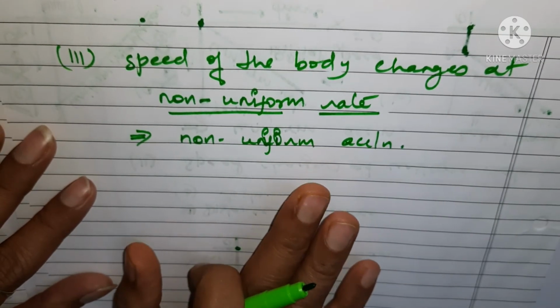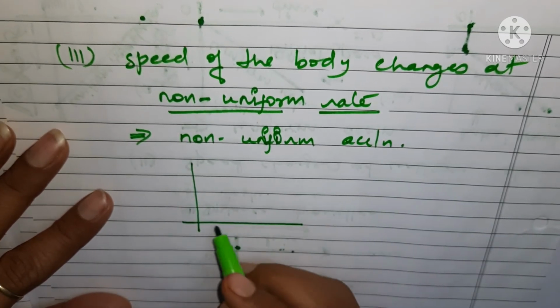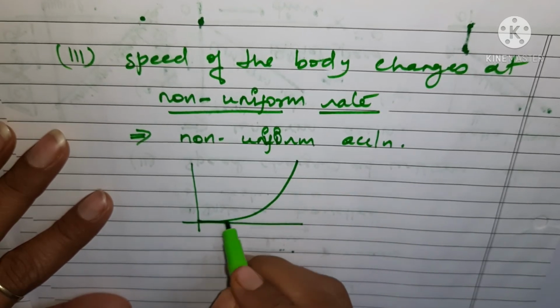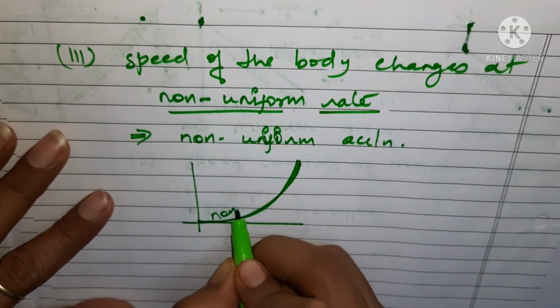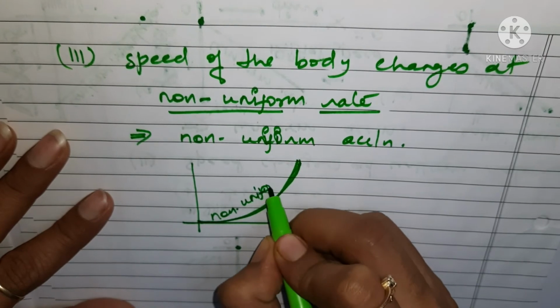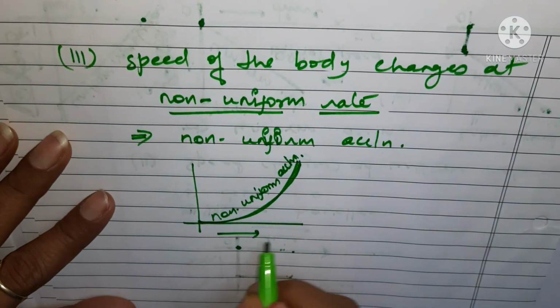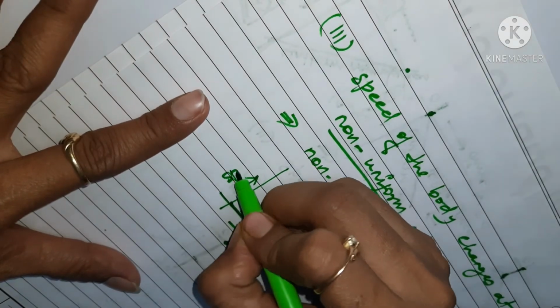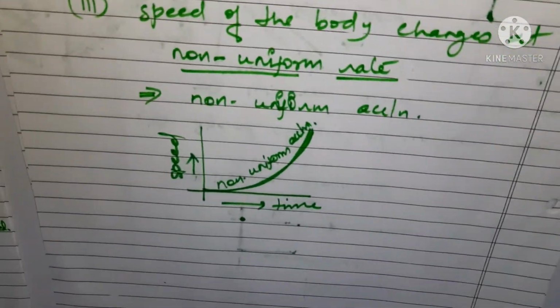In this case you will get curves. There will be no straight line. It will be somehow like this. You will get curves, they are not going to be straight lines. So this is going to be non-uniform acceleration. This is your time and this is your speed. Understood?